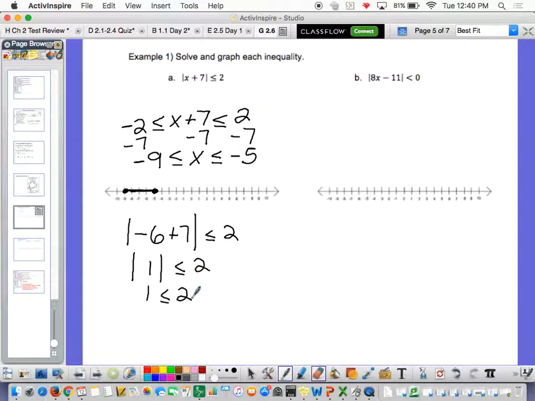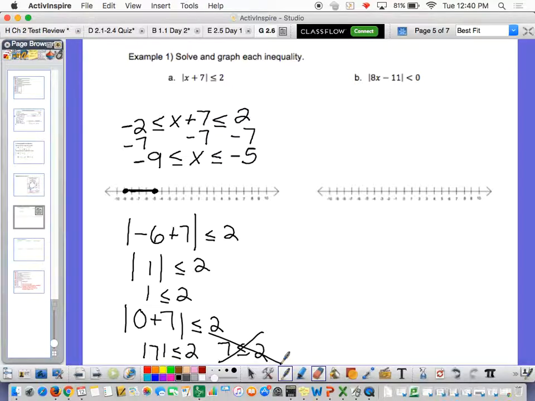Let's say you pick 0, because I know a lot of you like 0. So if you pick 0, you end up with the absolute value of 0 plus 7 is less than or equal to 2, which gives you the absolute value of 7 is less than or equal to 2, which means that 7 is less than or equal to 2, and that's not a true statement. So we know that we've shaded correctly here. Okay, that's just how you check your work.